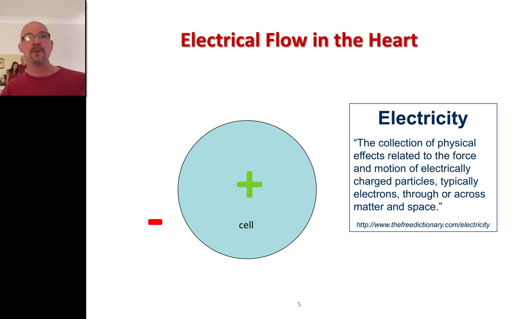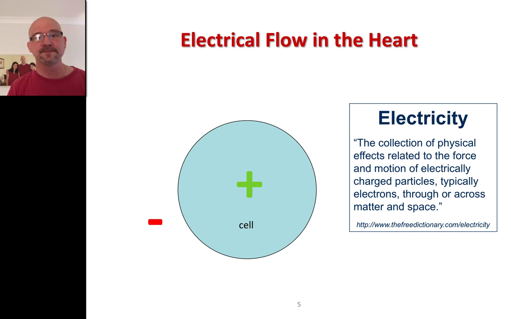That's what we do with light bulbs. We create electrical flow through a wire in an environment that doesn't allow the wire to burn, and that's electricity. It's just the flow of electrons. So when the meat inside of our chest takes sodium and potassium and calcium and moves some of them from the inside of the cell to the outside of the cell, that's electricity.